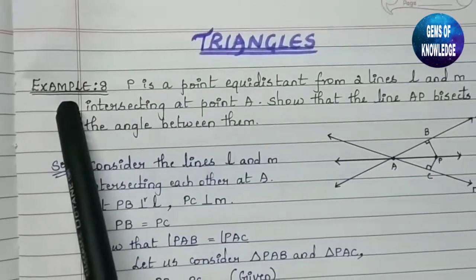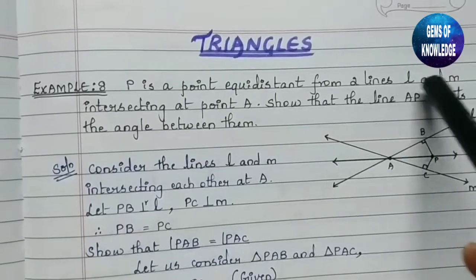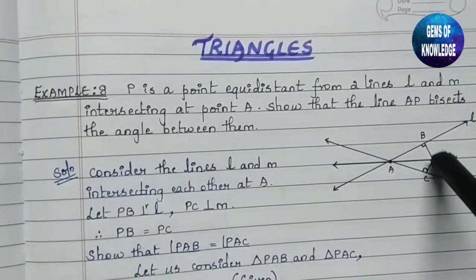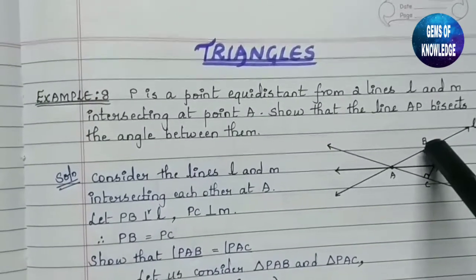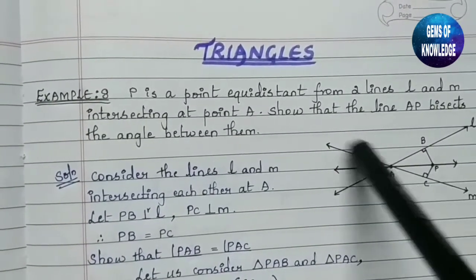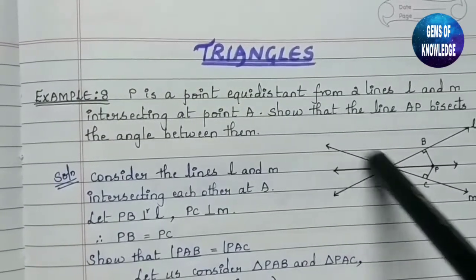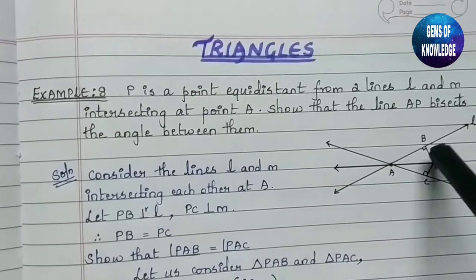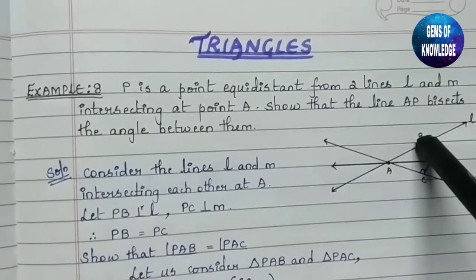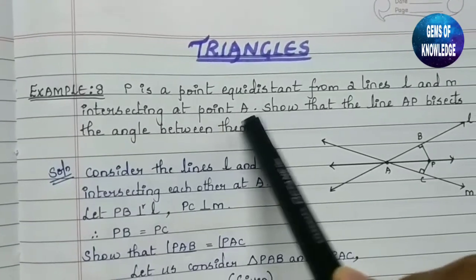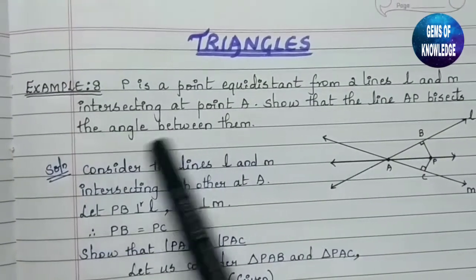So the question here is, P is a point which is equidistant from two lines L and M. So this P is a point which is at equal distance from these two lines L and M. This line is L and this line is M, and this point P is at equal distance from both these lines. So what we need to show here is, show that the line AP bisects the angle between them.